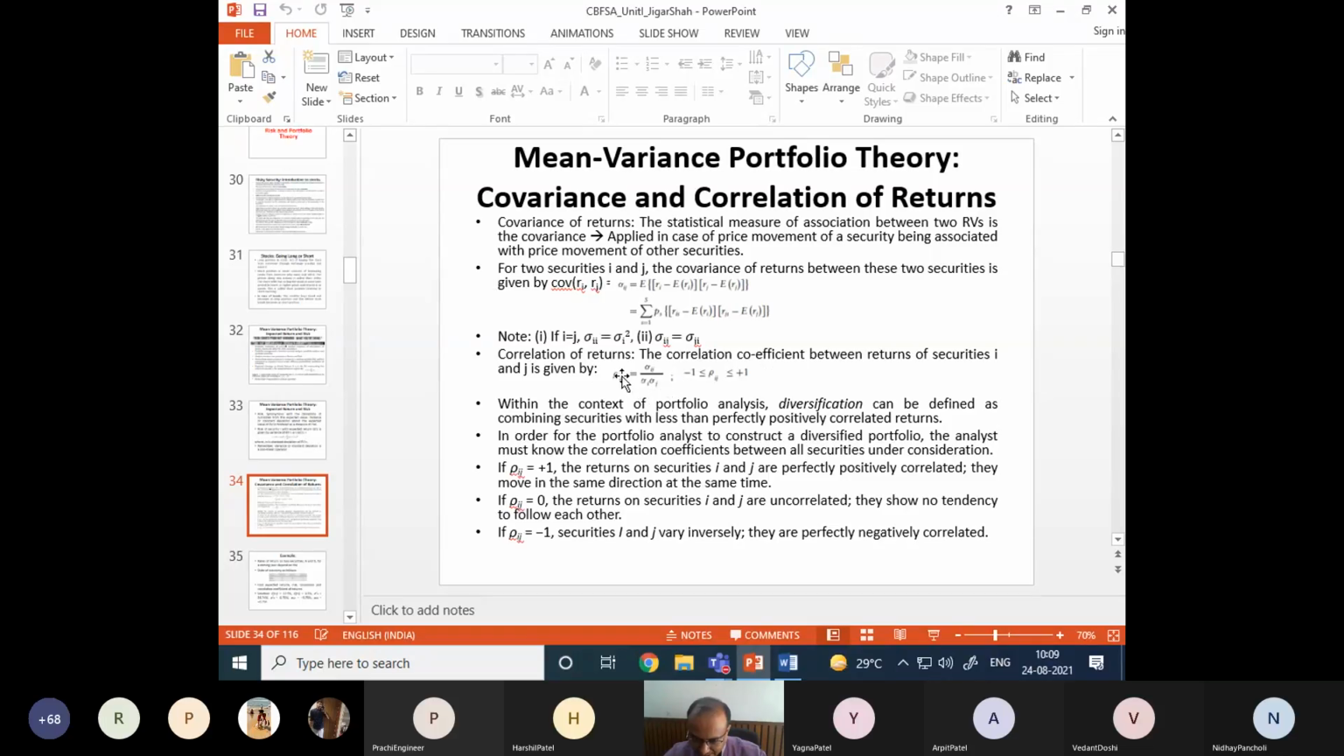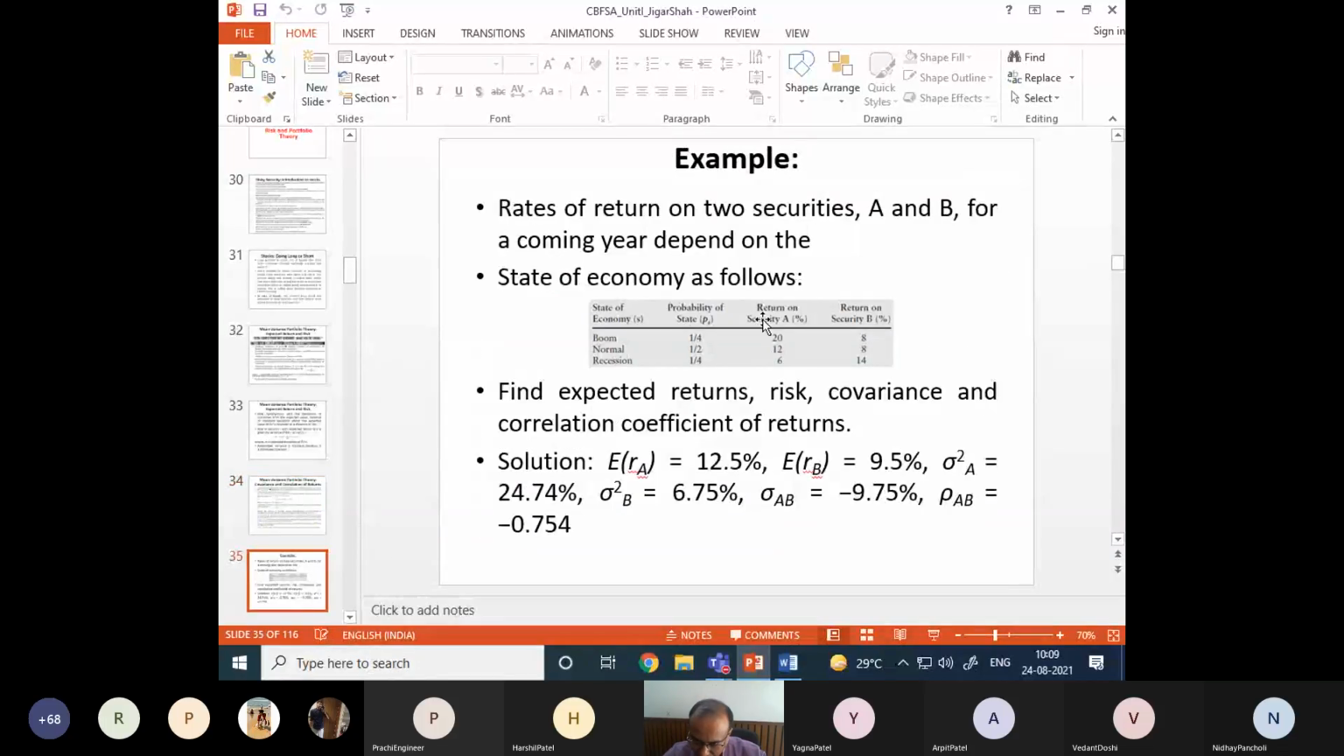And we have seen if the correlation coefficient is 0, the two securities are uncorrelated. If it is 1, they are completely positively correlated. Rho ij equal to -1 means they are perfectly negatively correlated, meaning they vary inversely. So this we have seen. If we know the probability of the state of the economy, we can use these three formulas to find the return, the risk, and the covariance. And from covariance and risk, you can find the correlation coefficient.